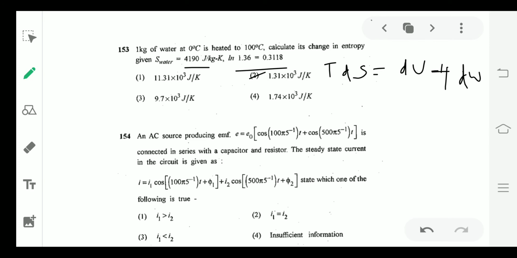Next question is, an AC source producing EMF E equals E naught, this value, is connected in series with a capacitor and resistor. The steady state current in the circuit is given as the sum of two terms. Now we have to calculate, the magnitudes I1 and I2 of the currents are given, and we have to find which current is greater. So we all know that in a capacitor, charge is given as Q equals CV. So we will take E as the voltage here.